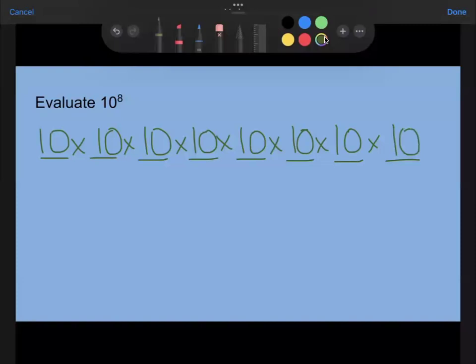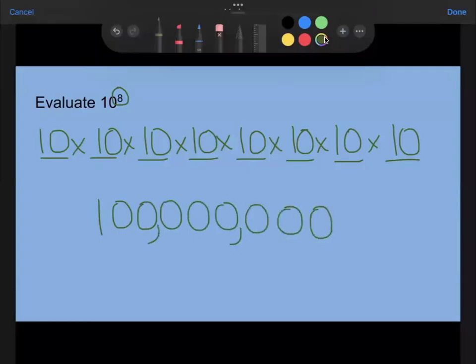There we go. For this one, since it's kind of big, instead of doing all that multiplication, I'd probably want to use the shortcut, which means I write a 1, and then the 8 tells me how many zeros to add. Now remember, this trick only works for powers of 10. If your base is a different number, this won't work. So 1, 2, 3, 4, 5, 6, 7, 8. So comma here, 10 to the 8th power is the same as 100 million.